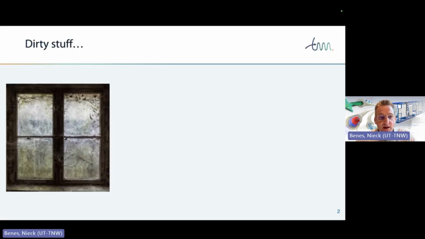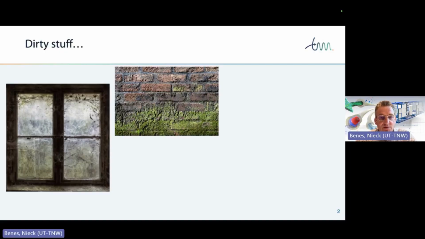Just to place this in context, what is fouling? Well, I think we all have seen something like this. I hope in your home it's not as bad as this window is. But in general, we see fouling as the accumulation of dirty stuff on some surface. It depends, of course, on the surface that you have. So here it's a smooth glass window, but it's an environment where it's exposed to dirt which over time accumulates here. And this depends on the characteristics of the surface.